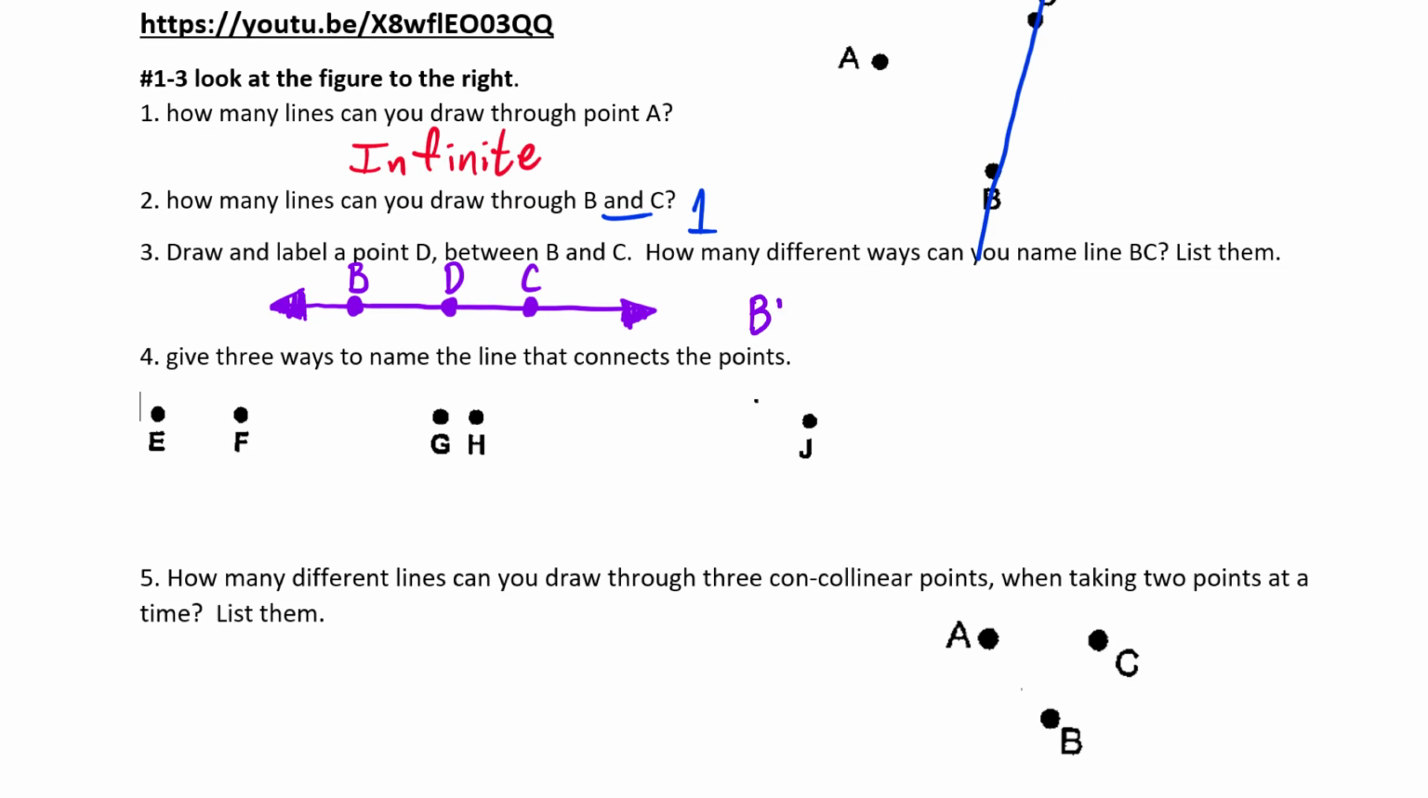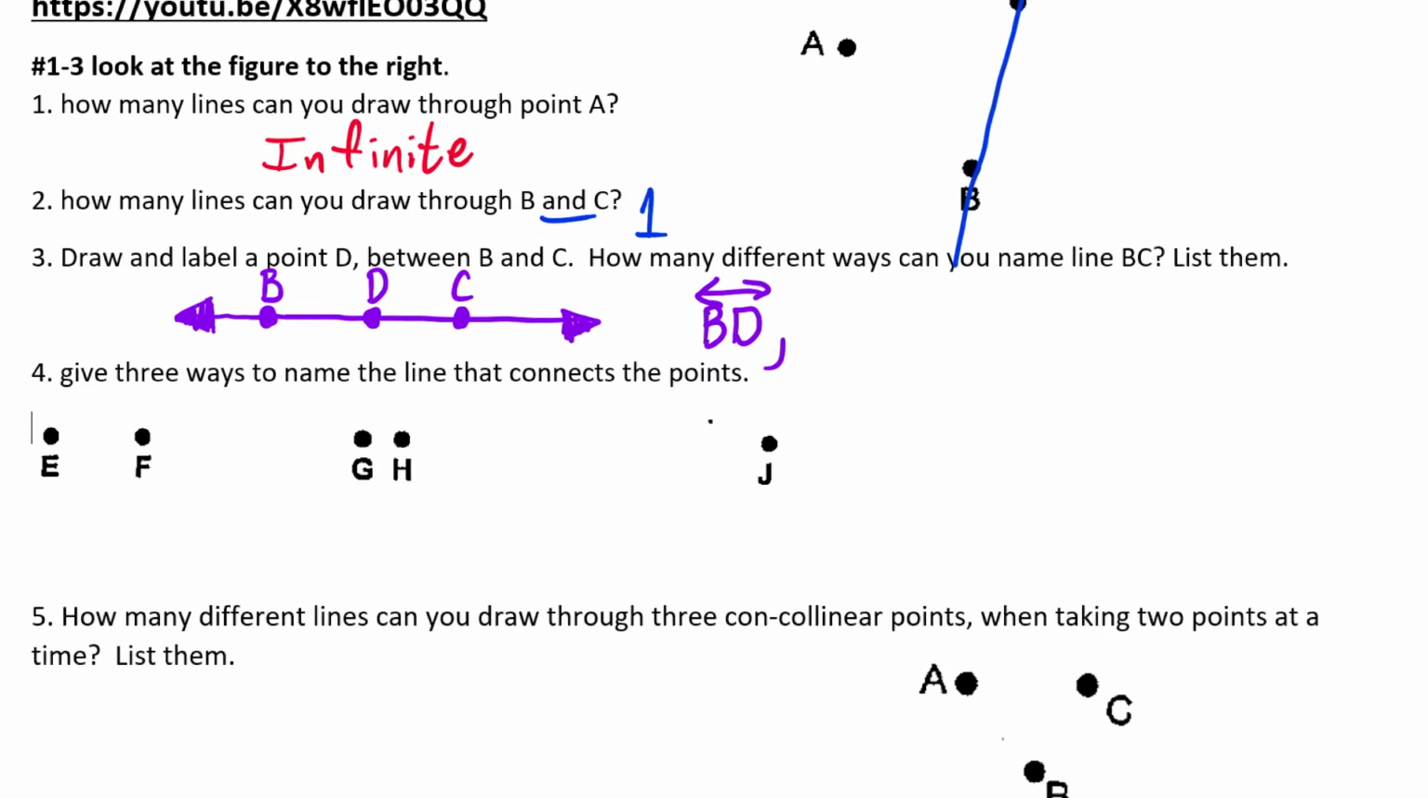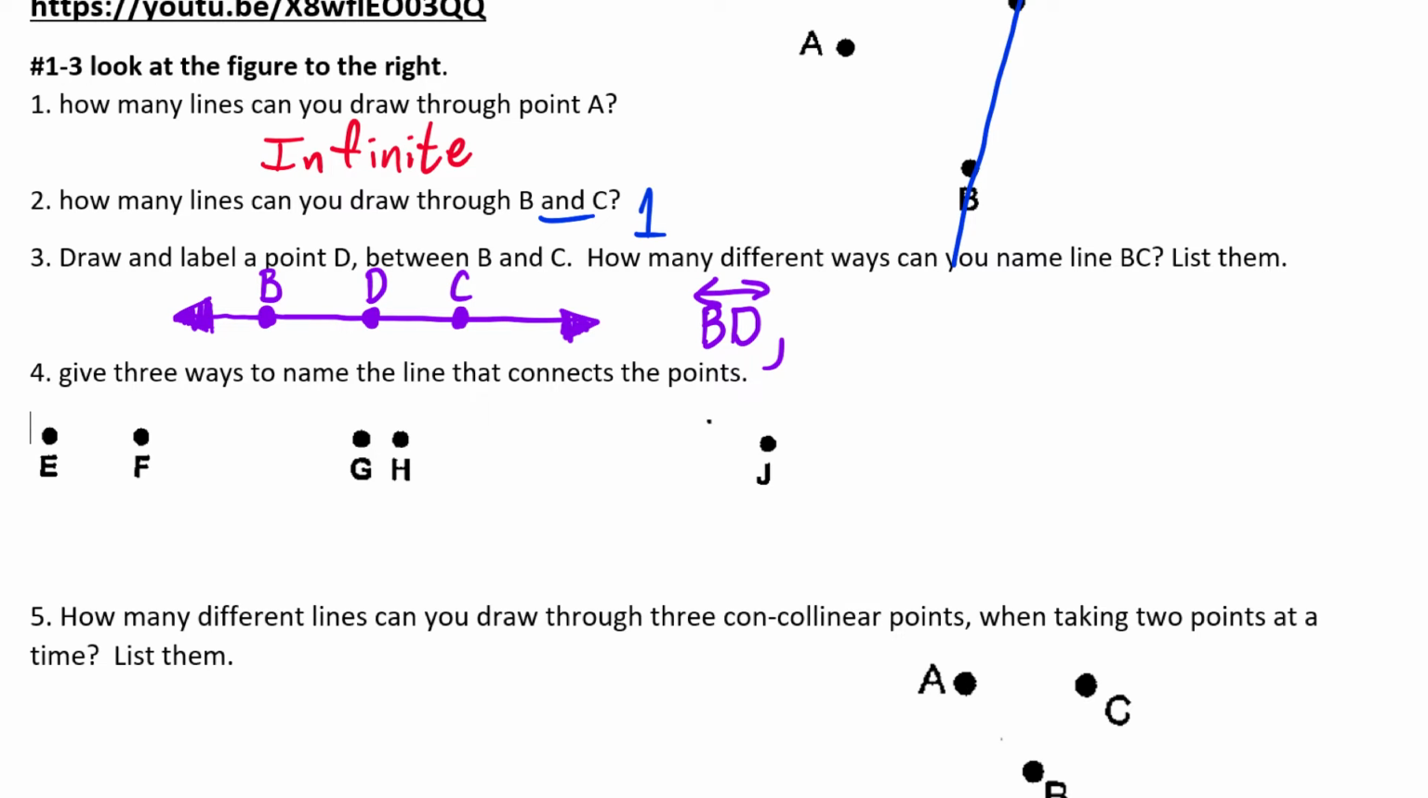Okay, so one way I could name this line is I could name it BD. Line BD. Now on a line, which is different than on a ray, I can rearrange those letters. The order of the letters in this context doesn't matter. So I could call it line DB. BD and DB.